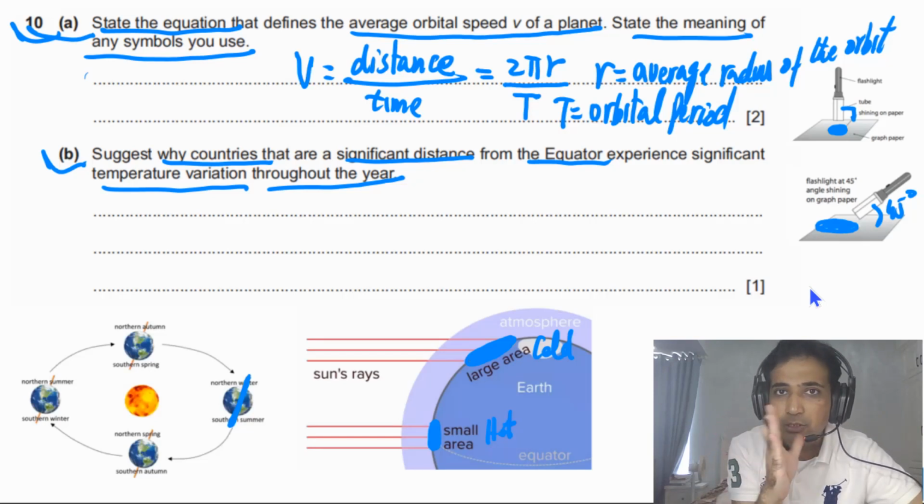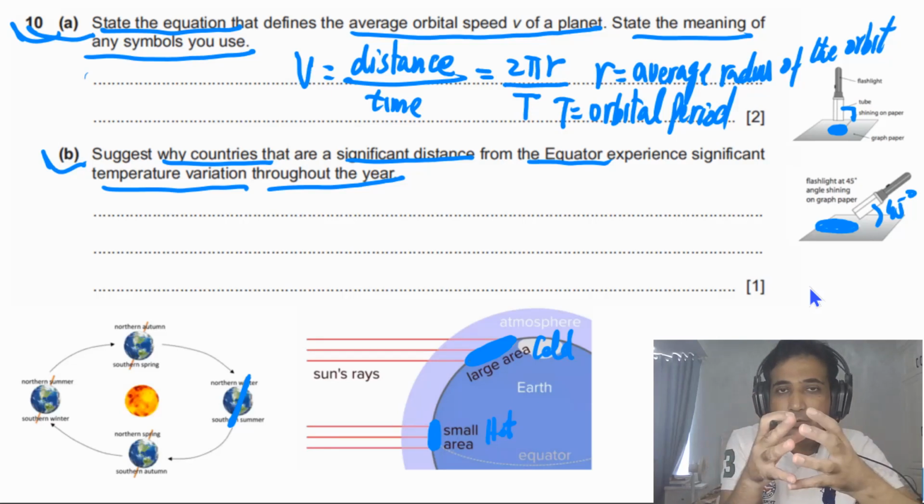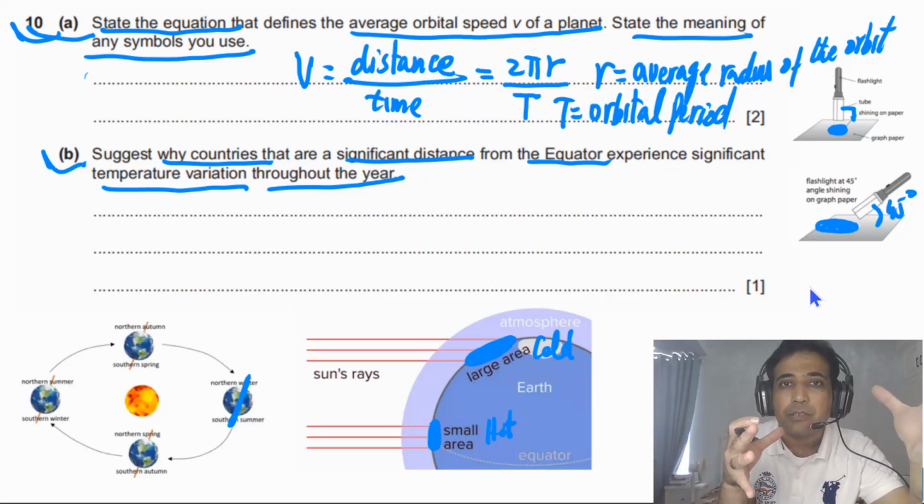So as this angle keeps on changing, the spreading of the light over the area will be different. It will spread over a small area, or it will spread over a large area. Based on that, there will be variations in temperature. So these are the points we need to understand.